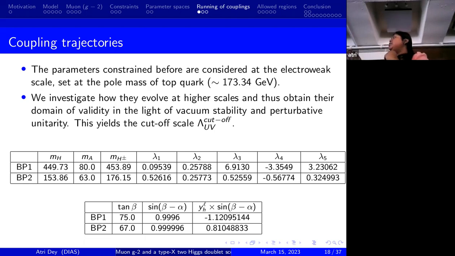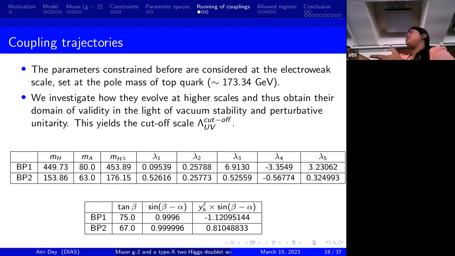So to see the nature of the RG evolution, we choose two benchmark points in our scenario. For BP1, our heavy Higgs is much heavier, of the order of 450 GeV, and for BP2, our heavy Higgs is of the order of 150 GeV, close to our standard model Higgs also. And we can see that.